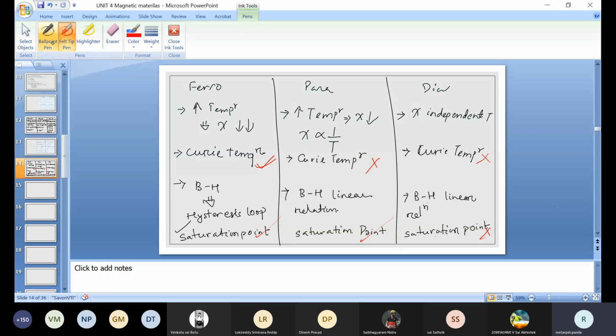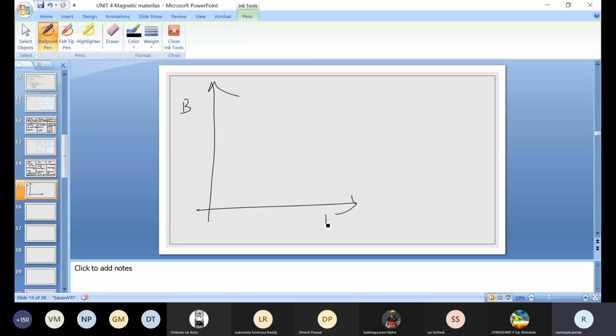So what is the saturation point? What happens when we place a material in a magnetic field is that magnetization is created. So this is your magnetic field H and this is the magnetic induction B in the material. In case of your paramagnetic material, there is a linear relationship. Linear relationship means if you increase the value of H, the value of B is going to increase. So it is showing a linear relation.